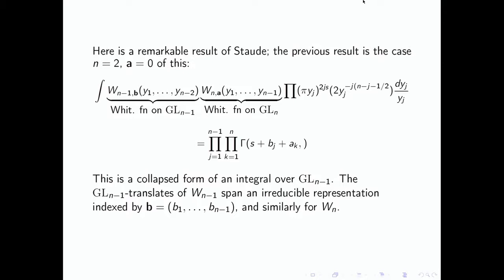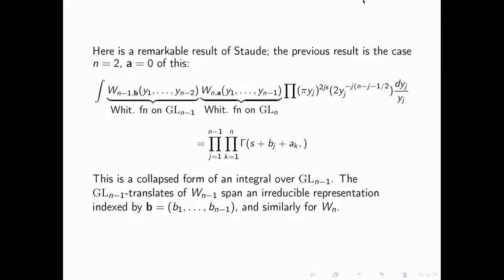I think the only thing I want to say about them is what the word special means. They're special functions in the following sense: if you take this function, it's really a function on GL_{n-1}, and you translate it around by GL_{n-1}, it's a group, so you can do that, you will get an irreducible representation. Okay, so these are special in the sense that they generate an irreducible representation of that group.